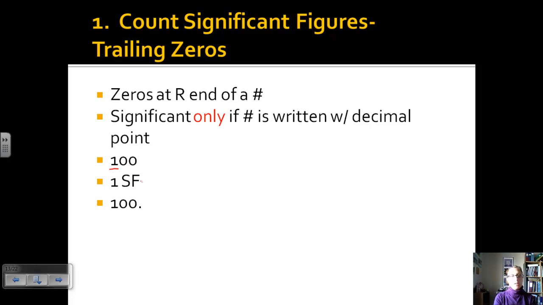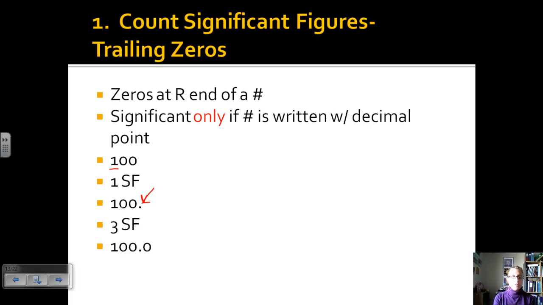Let's say we had 100 again, but now we have this decimal point here. So now we're indicating something about the measurement device. Because there is a decimal point, these zeros do count, and so we have 3 significant figures in this example.